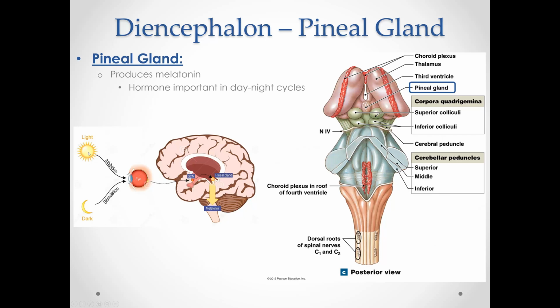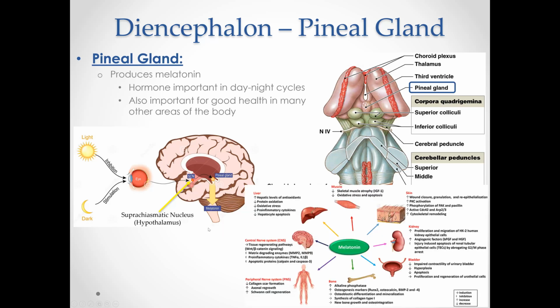So light comes in through the eye and then passes through a region of the hypothalamus called the suprachiasmatic nucleus that we'll talk about in a few slides. And then the light information is passed on to the pineal gland. With light exposure, there is inhibition of melatonin production. And then in the dark, there is stimulation of melatonin production.